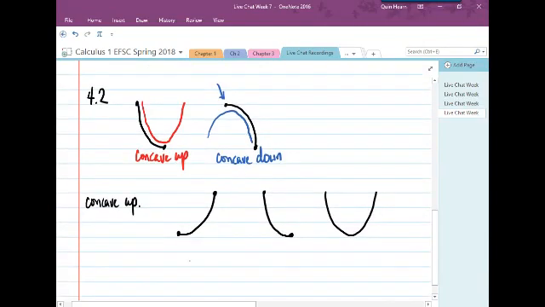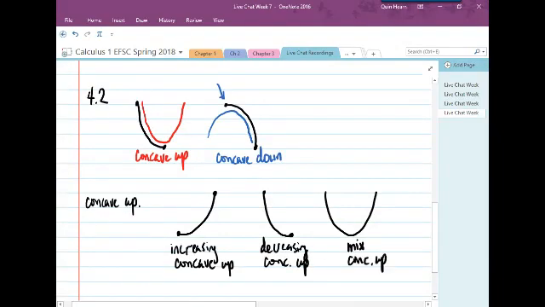Okay, so this graph on the left is increasing. The graph in the middle is decreasing. And the graph on the right is a mix. But they all are concave up. So what relationship does that have to the slope of their tangent lines? Let's see if there even is one. So we'll look at the first graph.